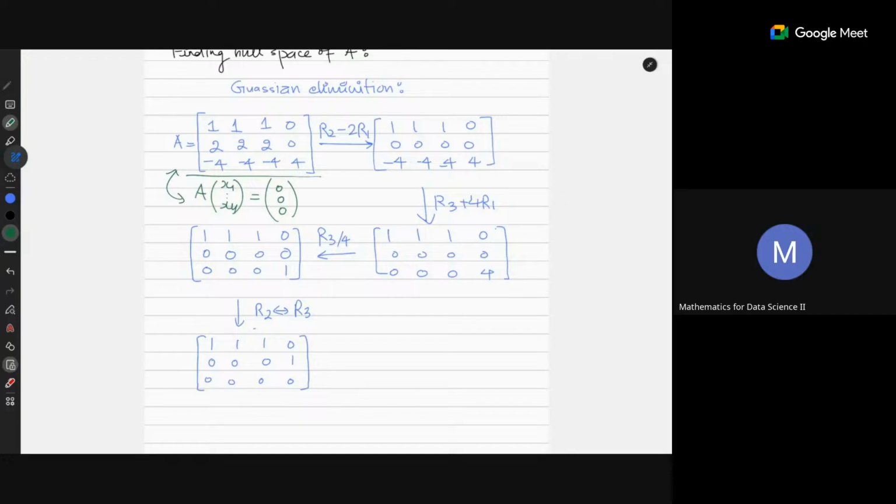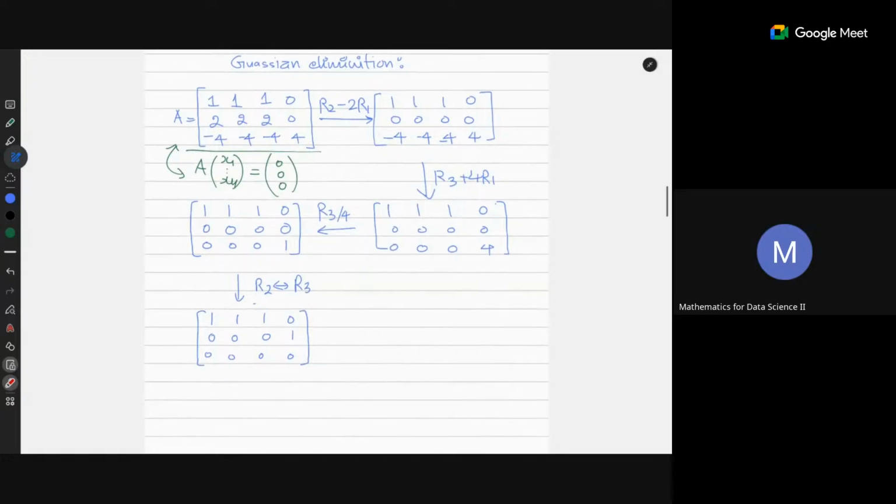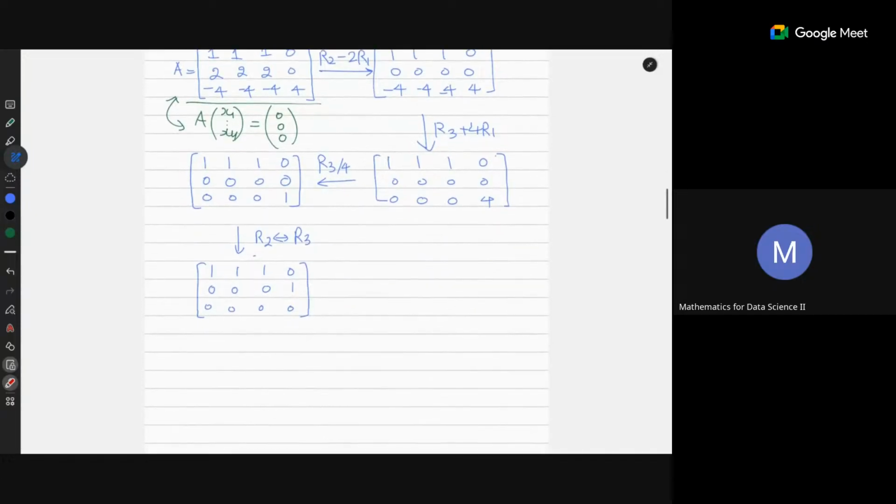So you can think of this matrix as a homogeneous system of linear equations, and you have solved this without keeping track of the augmented matrix because it does not change. In the augmented matrix, the last column does not change, so you don't need to keep track of that. And then you have obtained the RREF form of A.